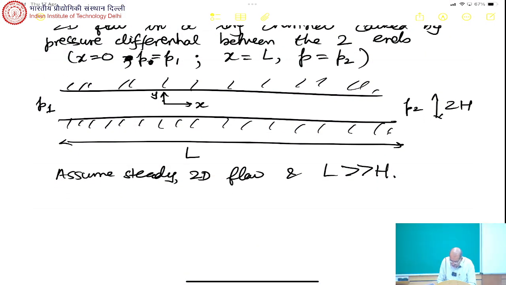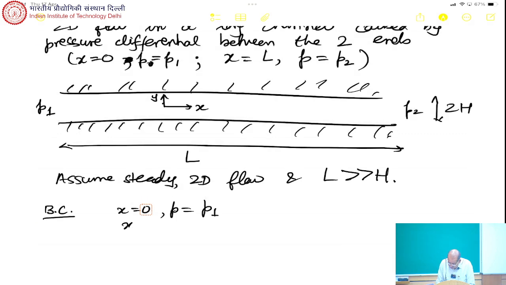So firstly, in all these problems, let us start with the boundary conditions. Boundary conditions at x equal to 0, p is equal to p1; at x equal to L, p is equal to p2. These are the boundary conditions on pressure which are given to us.